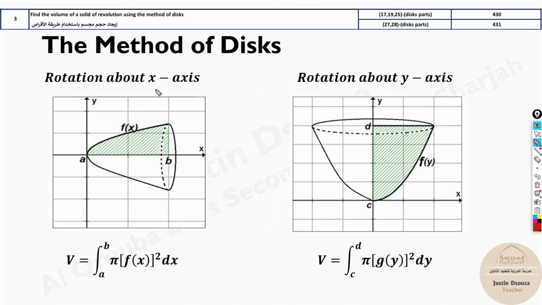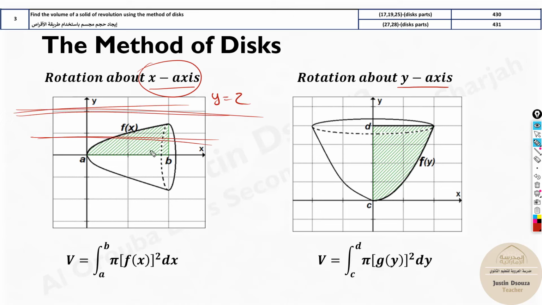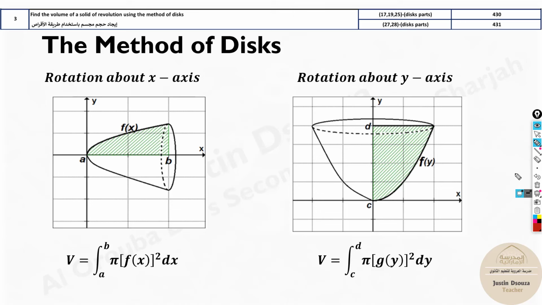Now, here you must remember 2 things. Is it rotated about the x-axis or the y-axis? If it is about the x-axis, that means it's like this. Even it can be y is equal to 2. That is about the x-axis itself, okay? Because it'll be like that. Now, that time, it'll be dx, integral with respect to dx. If it's along the y-axis, it's with respect to y. So these are the 2 things you must remember.